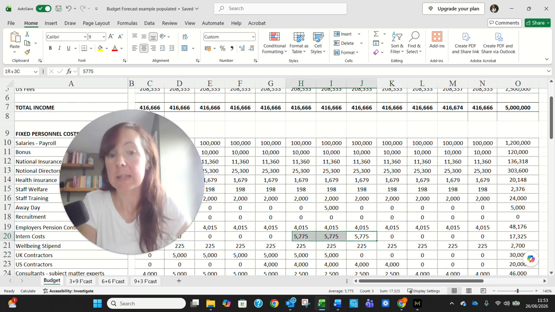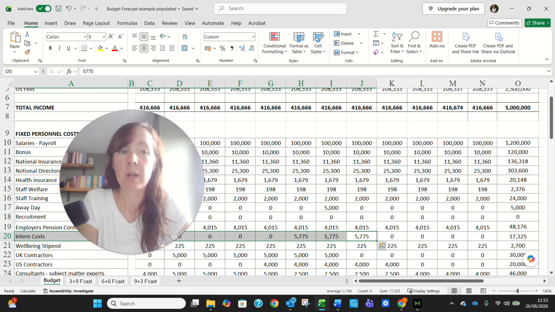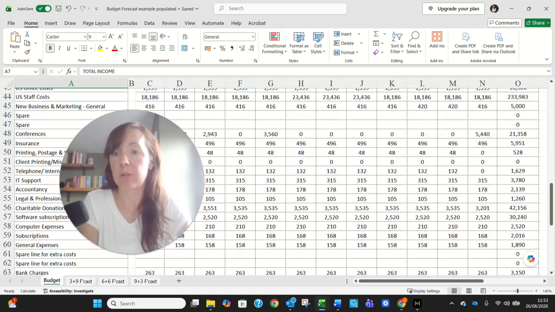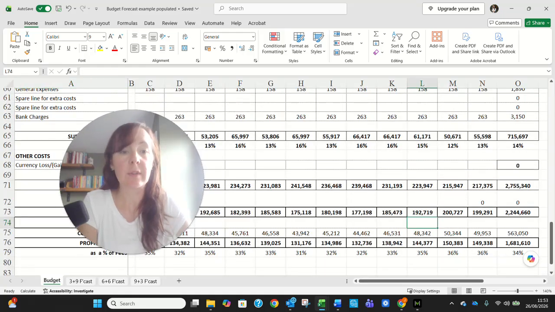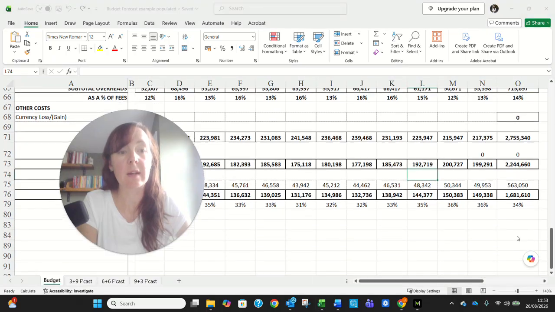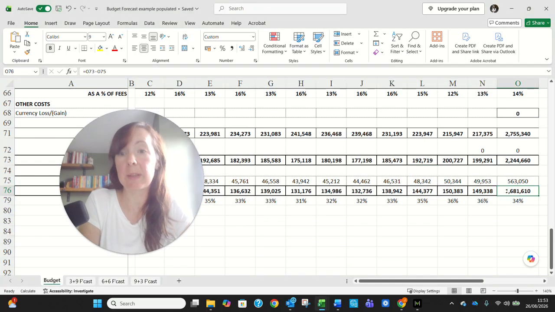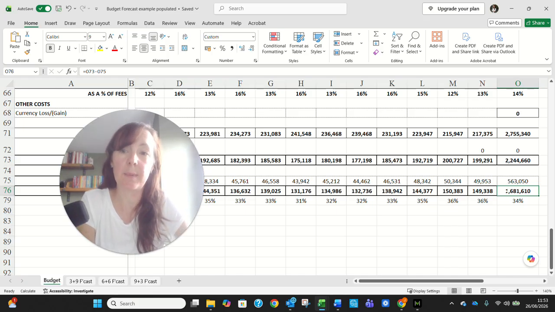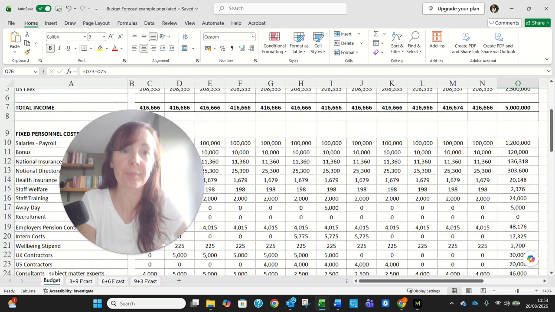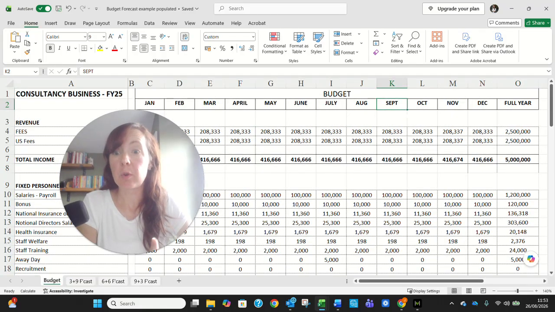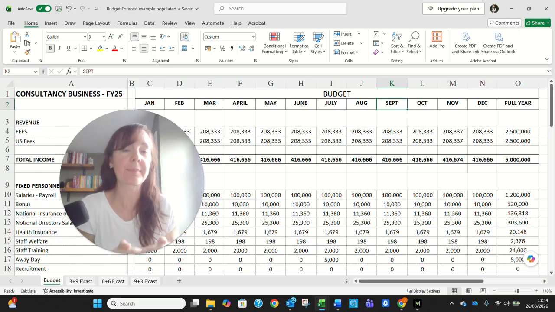Some items, like in this example, we've got intern costs, which are only incurred over the summer. So we're building up a picture, line by line, of what we think the financial year is going to look like, giving us then a final position of where we think our net profit is going to end up at the end of the year. And once you've got that, you're going to hold your budget. You don't want to change it because this is our expectation of what we think the year is going to look like right at the beginning.